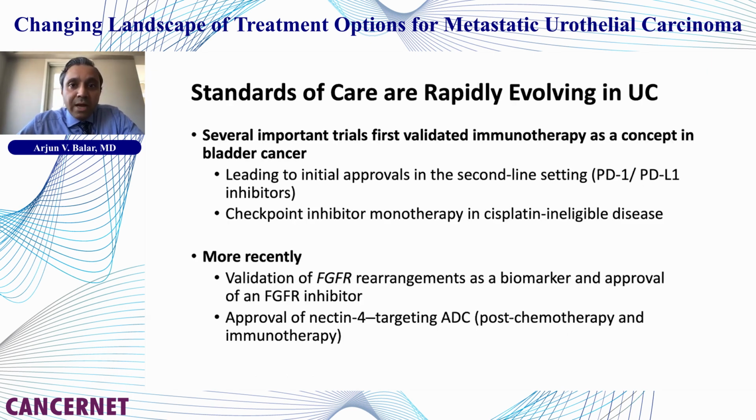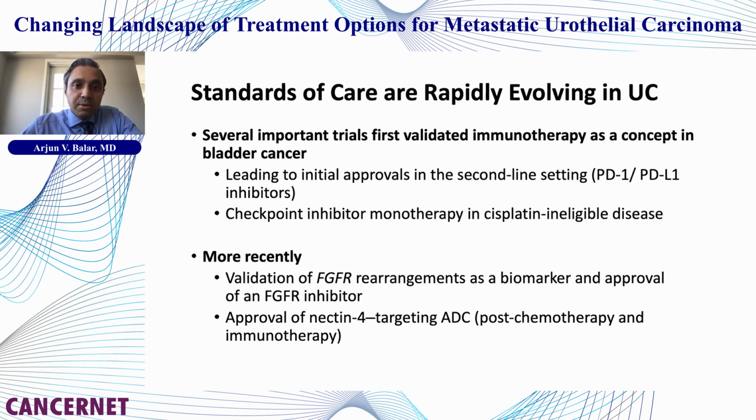But standards of care are rapidly evolving in metastatic urothelial cancer. We have so many clinical trials, essentially beginning in 2014 or so, that have validated immunotherapy as a concept in bladder cancer. The biology has really compelled us to use checkpoint inhibitors, and the trials have demonstrated that these drugs are active. The initial approvals were in the second-line setting, 5 different agents targeting the PD-1 pathway, which are either PD-1 inhibitors or PD-L1 inhibitors.